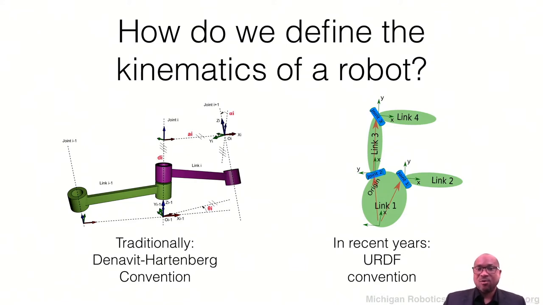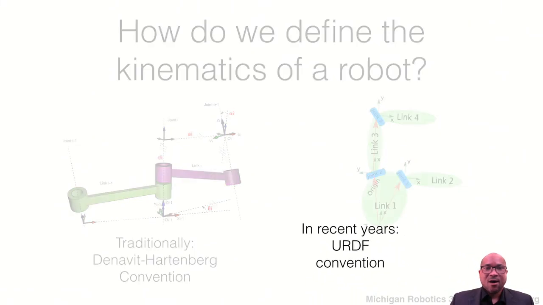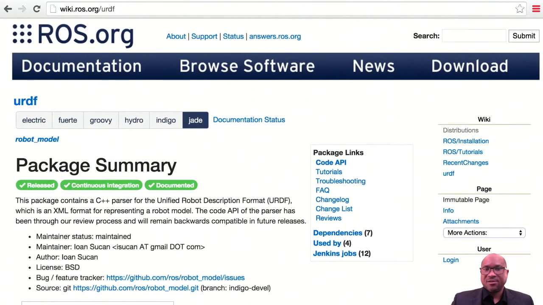But in recent years, with the rise of the Robot Operating System, ROS.org, we've seen the rise of the URDF convention. This is just an example of what that looks like. I took that from the URDF documentation. URDF is described on ROS.org, and so you can go into more details. There are more tutorials about it.